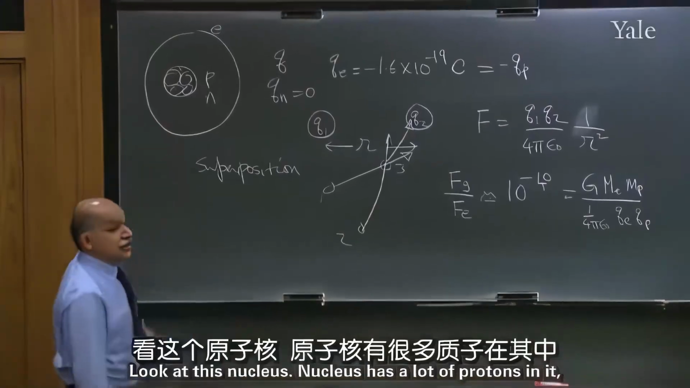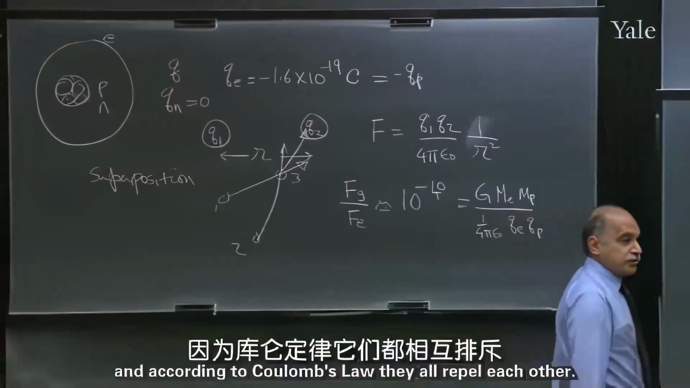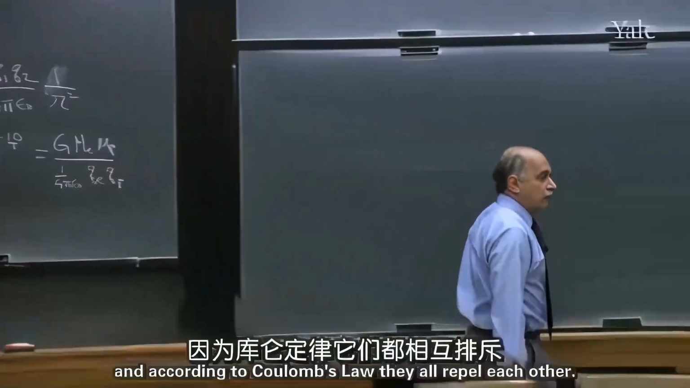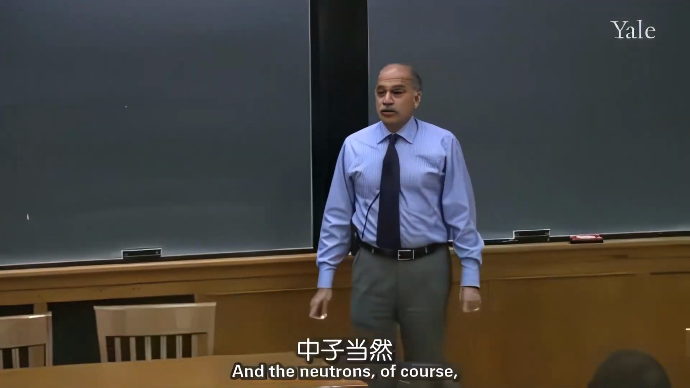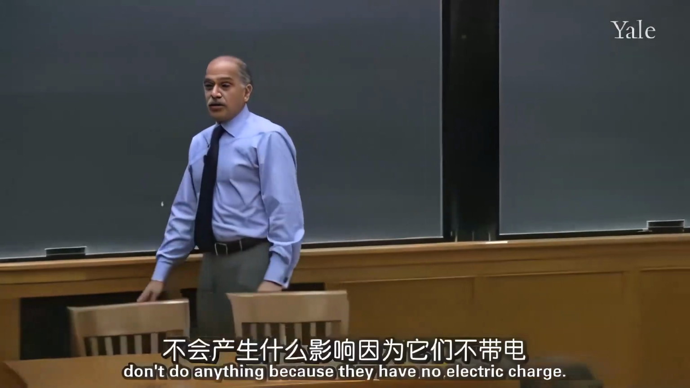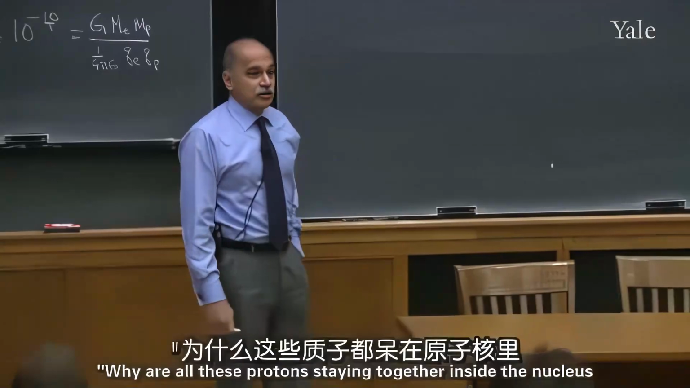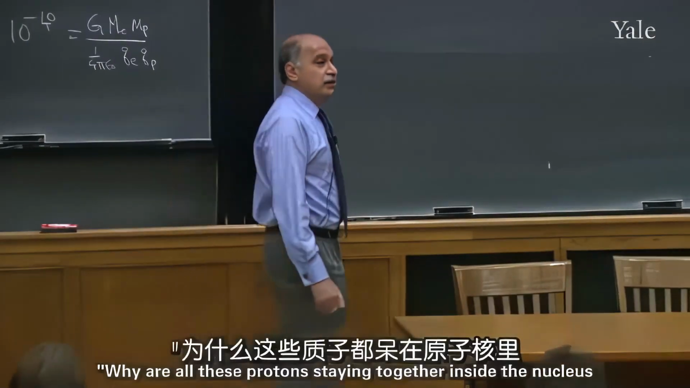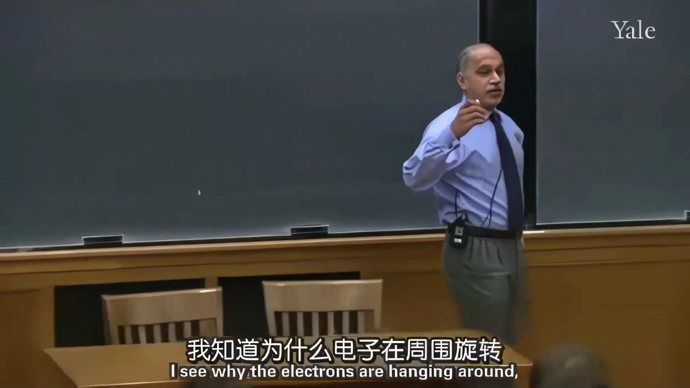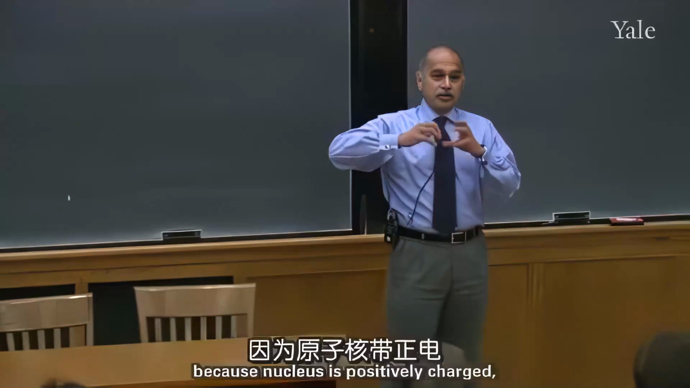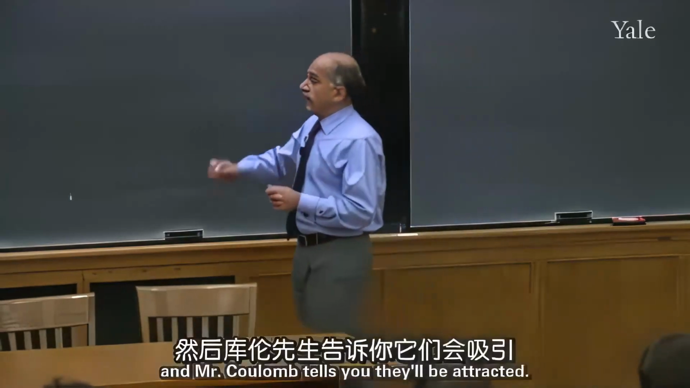Look at this nucleus. The nucleus has a lot of protons in it. And according to Coulomb's law, they all repel each other. And the neutrons, of course, don't do anything because they have no electric charge. So you should ask yourself, why are all these protons staying together inside the nucleus if I don't see any attraction between them? I see why the electrons are hanging around, because they're attracted to the nucleus, because the nucleus is positively charged, electrons are negatively charged, and Mr. Coulomb tells you they will be attracted.